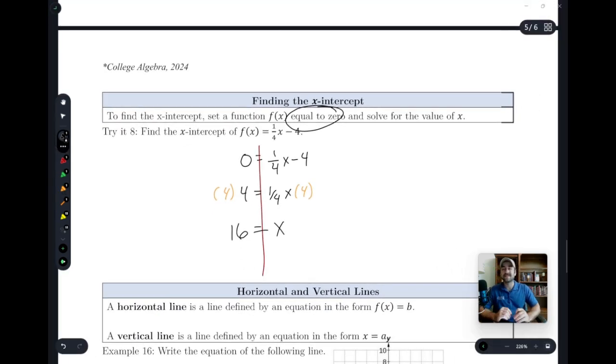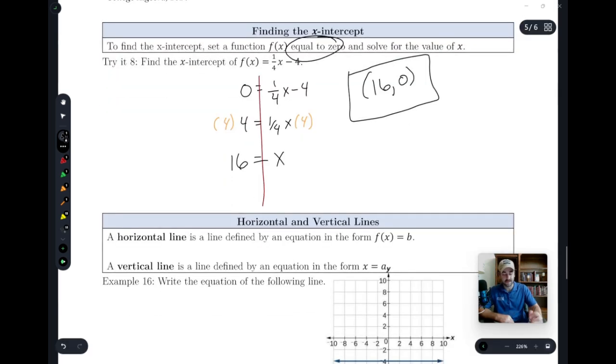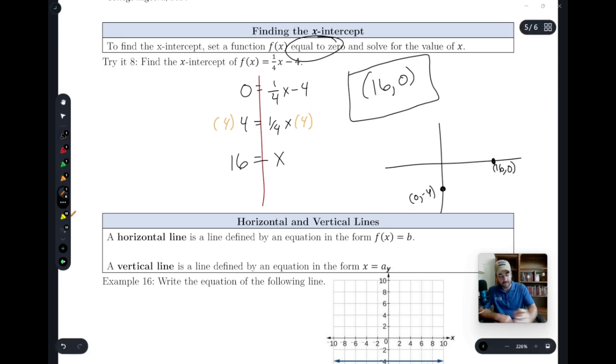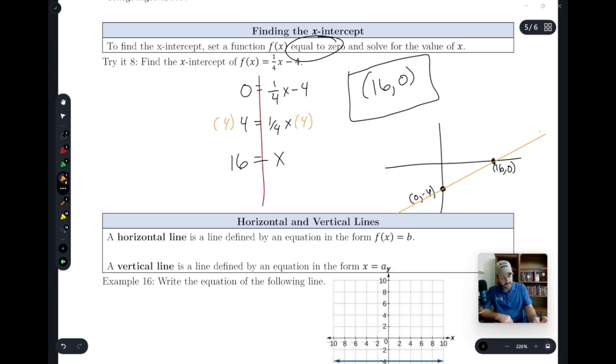Pretty important thing here, though, is x is not an intercept. X is just a coordinate on the intercept, right? The actual intercept itself would be (16, 0). And because this is a linear function, if we think about it, we've got a point at (16, 0), and we've got a point at (-4, 0), negative 4 from our y-intercept, and we could graph our line if we wanted to pretty quickly, because we found 2 points.